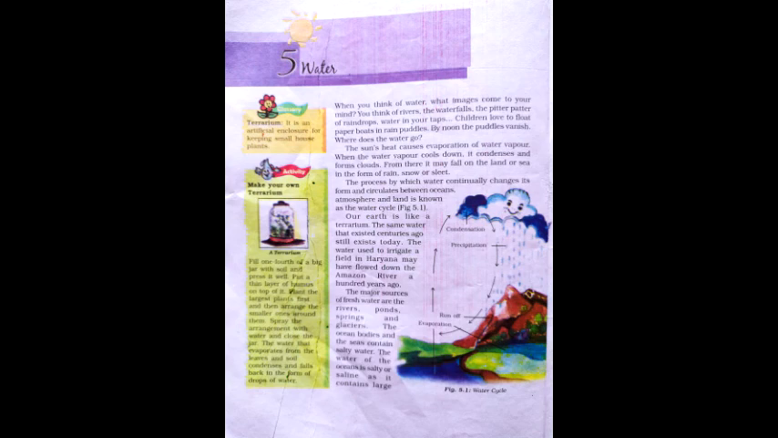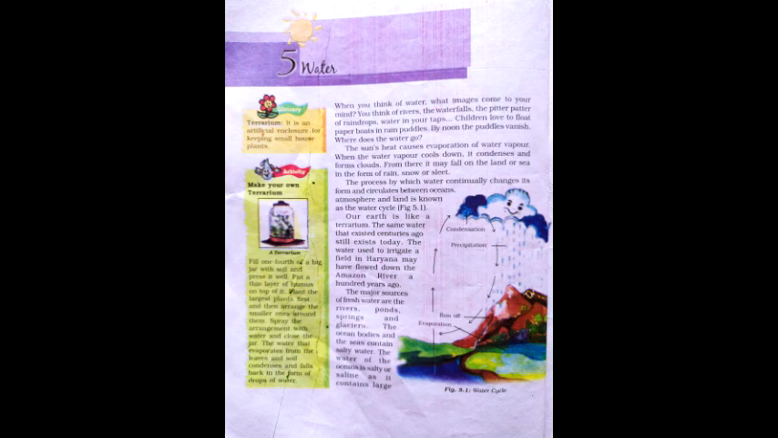Students, the sun's heat causes evaporation of water flowing down to stream or drains into water vapor. When the water vapor cools down, it condenses and forms clouds. These clouds, when they become too heavy to float, start falling on the land or sea in the form of rain, snow or sleet. Thus, the process by which water continuously changes its form and circulates between oceans, atmosphere and land is known as the water cycle.